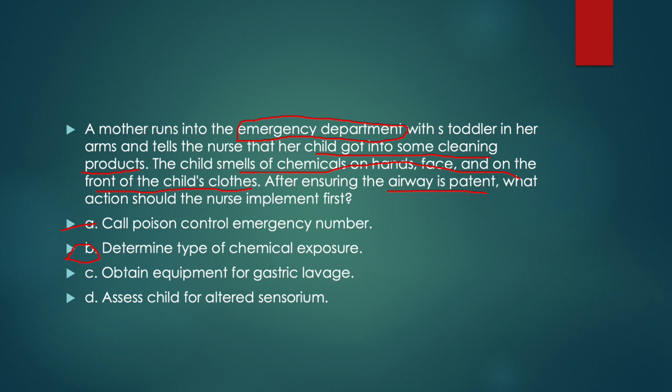All right, obtain equipment for gastric lavage. I don't know that I need to do gastric lavage. That's a waste of time, right? This is going to follow the principle of passive versus active. This is going to follow the principle of one of these things is not like the other, one of these things does not belong. Assess the child for altered sensorium. All right, cool. We can do that. But again, we can do that after the fact that we've figured out what it is.